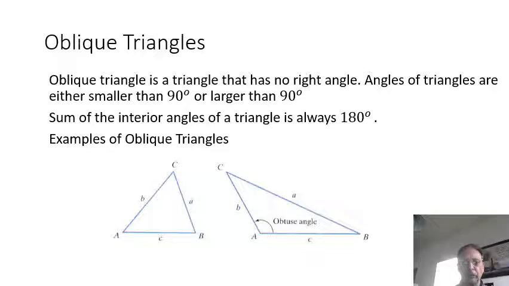Oblique triangles. An oblique triangle is a triangle that has no right angle. Angles of triangles are either smaller than 90 degrees or larger than 90 degrees but smaller than 180 degrees. The sum of the interior angles of a triangle is always 180 degrees. And here are examples of triangles. This is an acute triangle and this is what? Obtuse triangle.